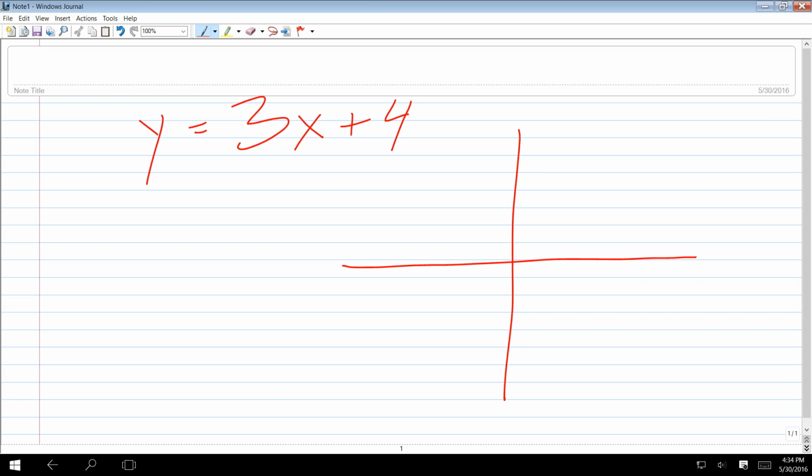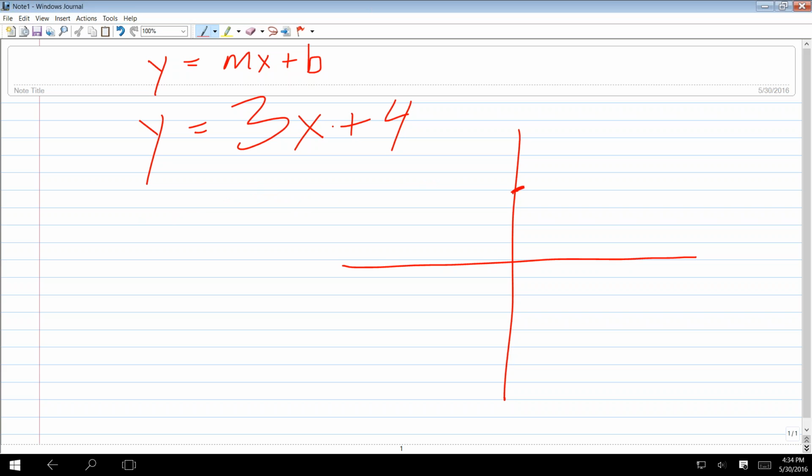Where would I start? 3. If I tell you the standard format of a linear equation is that, what is B? B is the y-intercept. Okay. I've written this in the standard format. So let's start at the y-intercept. So it's 4. That point has to be on our line.